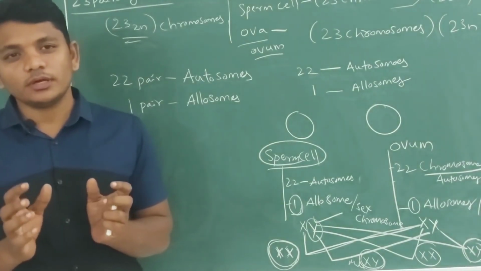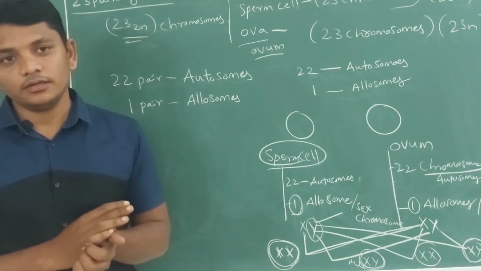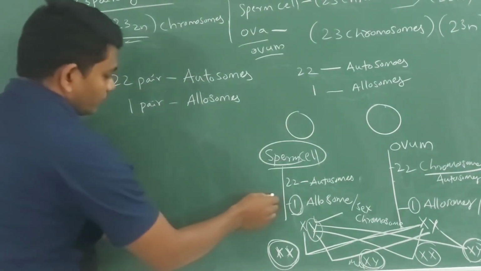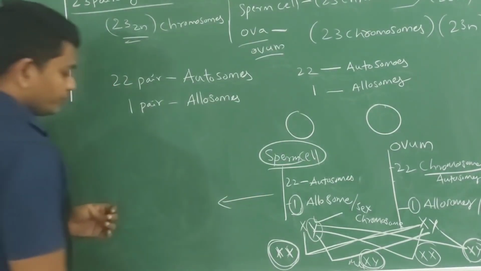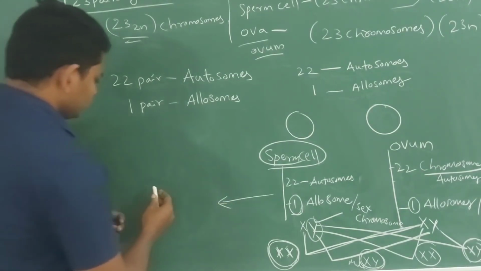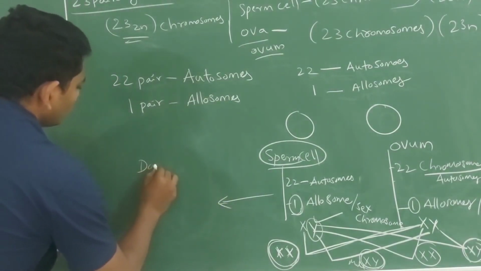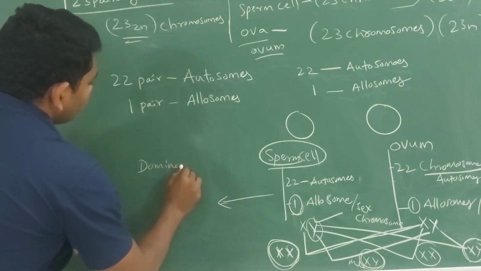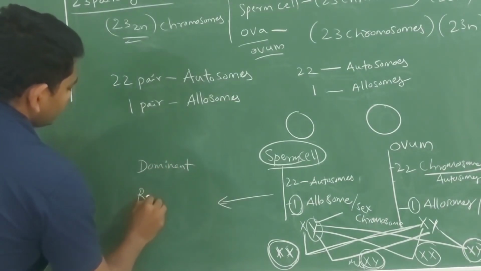These chromosomes are mainly of two types again. They are dominant and recessive.